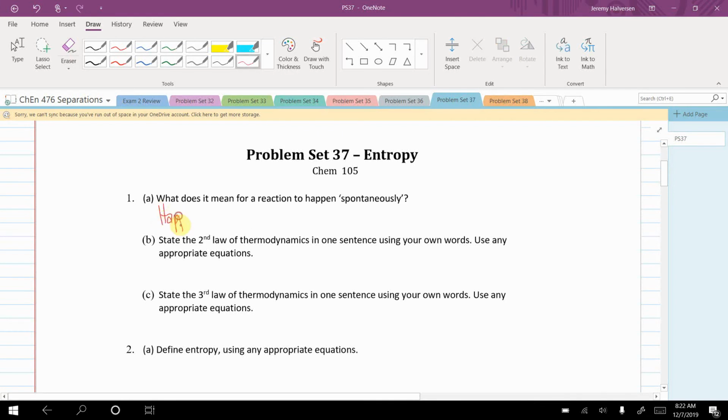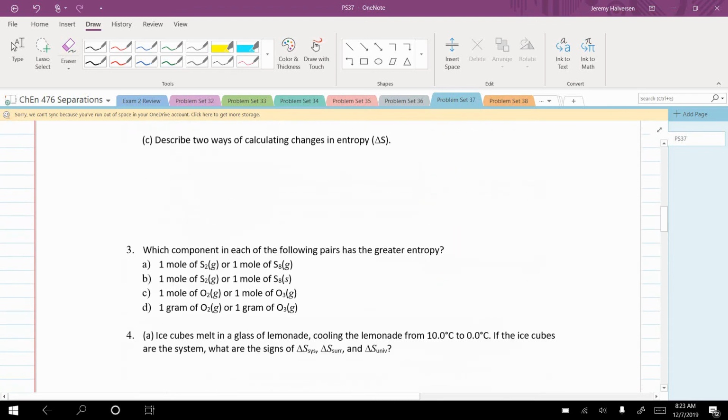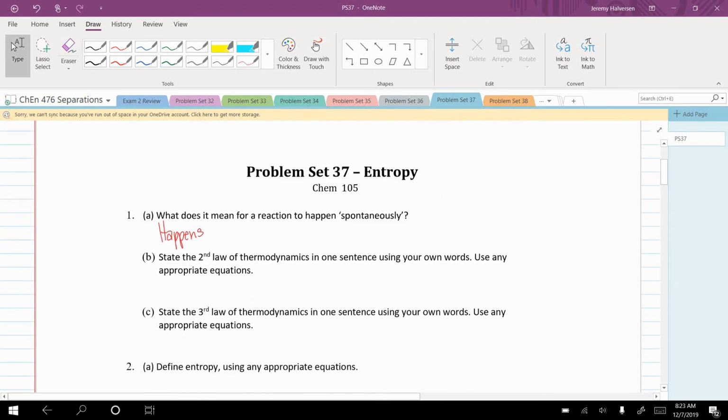Now it's important to understand that there are some things that happen at certain conditions and don't happen at other conditions. So when describing a situation, asking if it's spontaneous or not depends on the conditions that it's under. And I'm sure that will come up later, if not in this problem set, it should come up in later ones. But yeah, so that's how I'm just going to say a reaction is spontaneous when it happens, but you should understand the textbook definition as well.